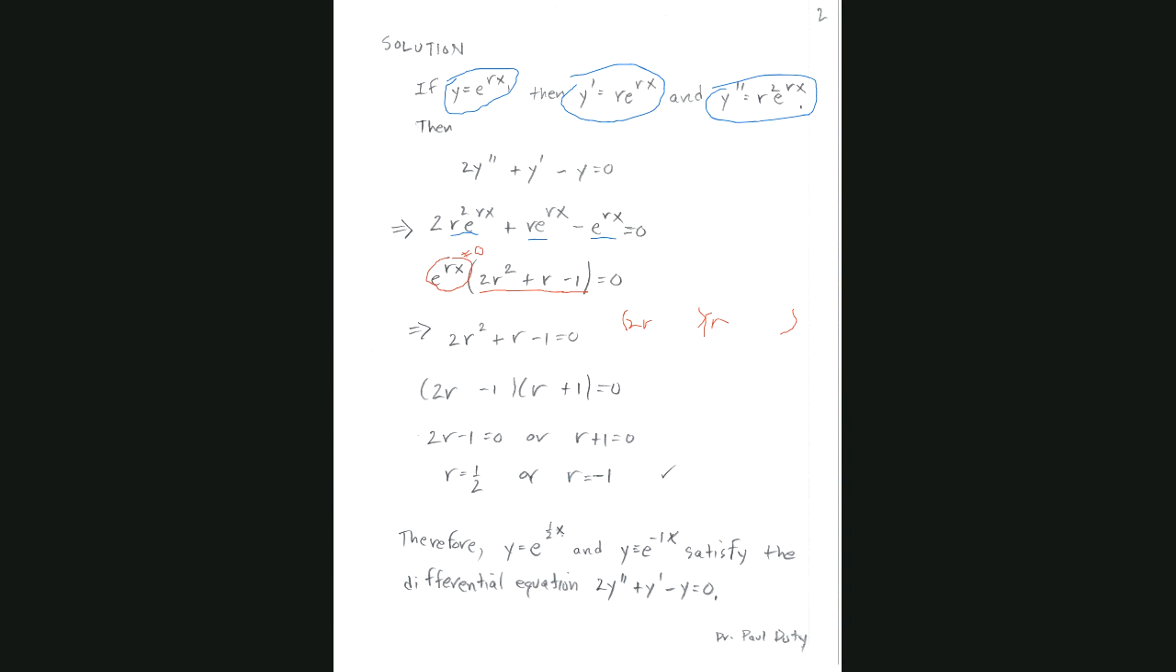And so if 2r minus 1 times r plus 1 equals 0, then for that to be true, either 2r minus 1 equals 0 or r plus 1 equals 0. And so r equals 1/2 or r equals -1 are the values of r that will work here.